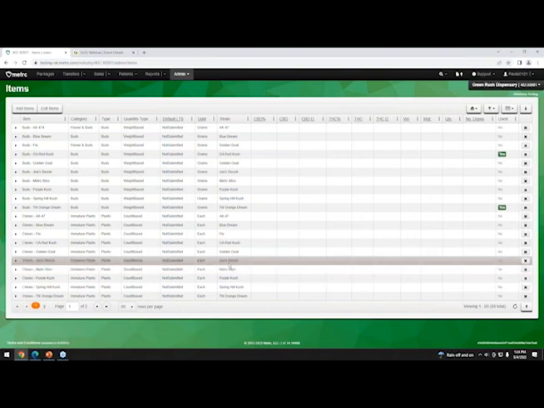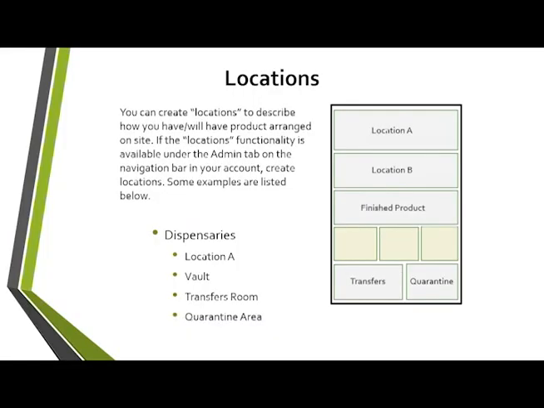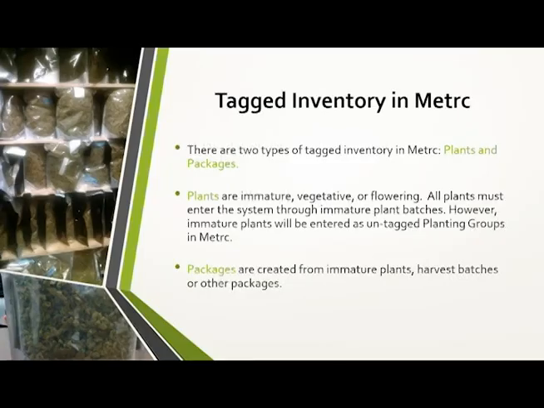We'll talk a little bit more about the need to actually create those items for packages that are coming in. So we'll fall back over to the presentation here. We'll talk tags and tracking. There are two types of tags, Track and Metrc: plants and packages.